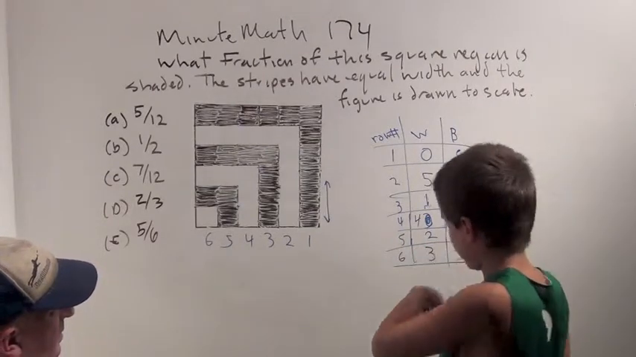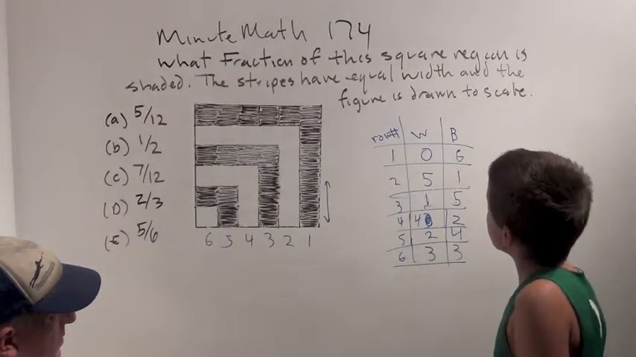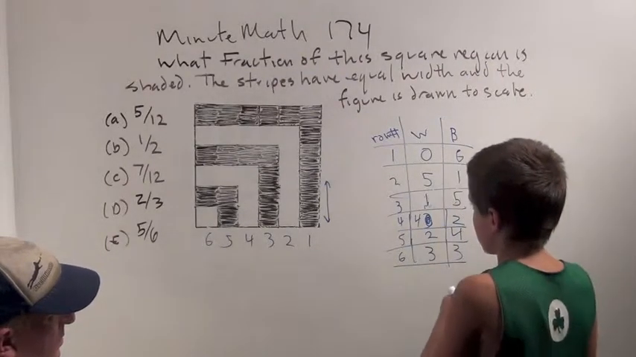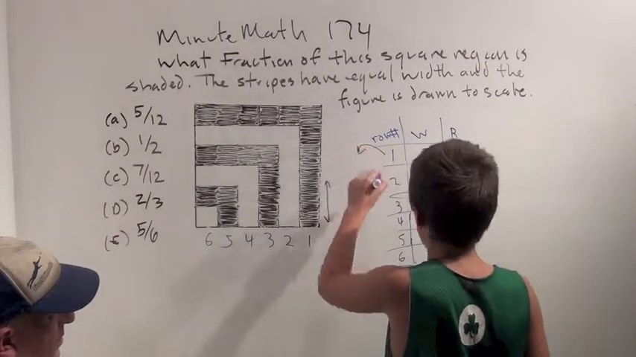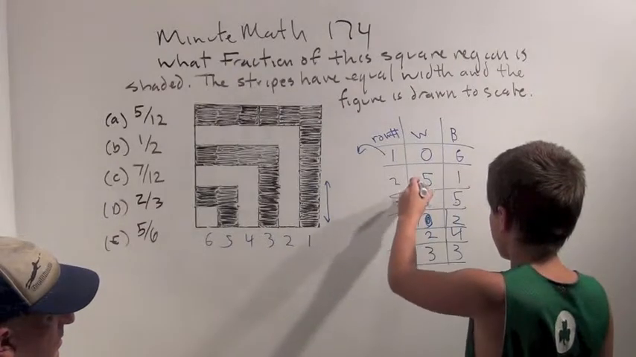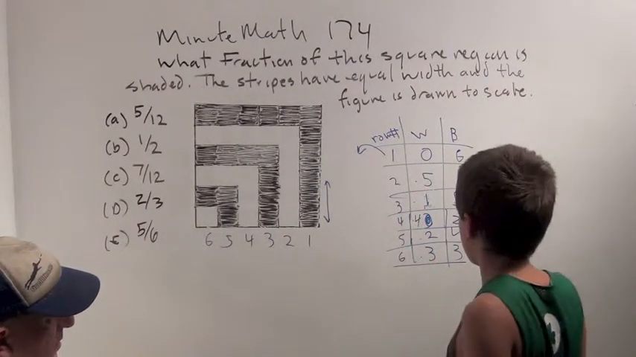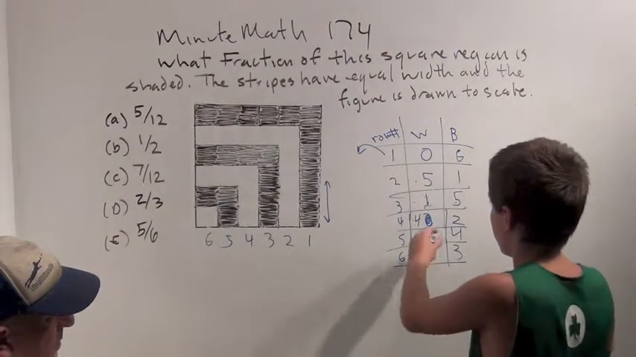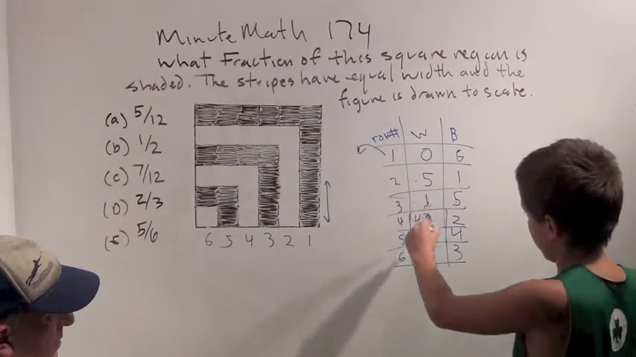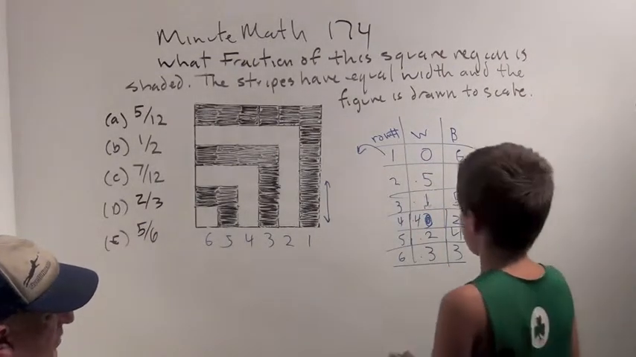Okay. So they want what fraction of the square region is shaded. So you have to add up this. Let's do that here. Okay. So 0 plus 5 plus 1 plus 4 plus 2 plus 3. So this is 5 plus 5. It's 15. Okay, so there's 15 white.